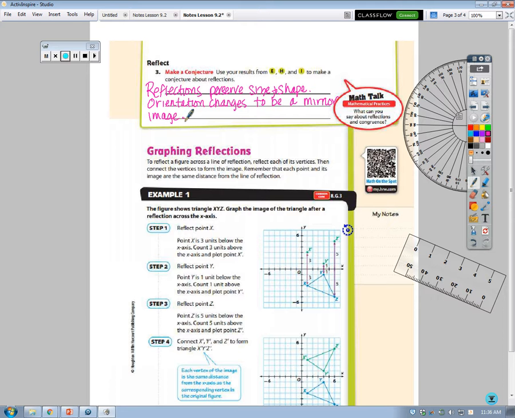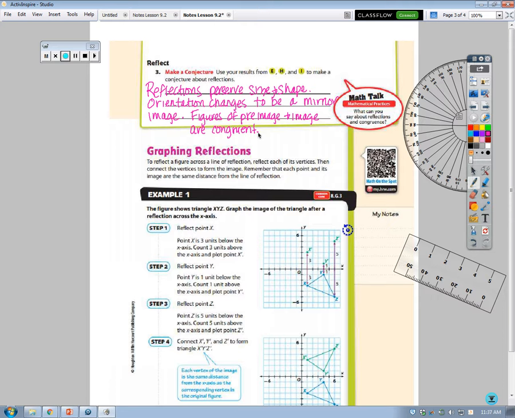So we can say that the figures of pre-image and image are congruent. Because that is just size and shape, that is not orientation. So, size and shape the same, congruent. Orientation is a mirror image, it is flipped.